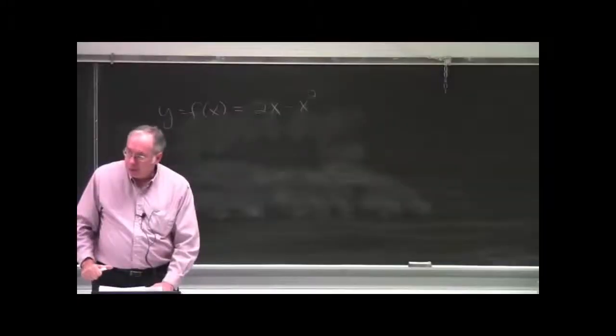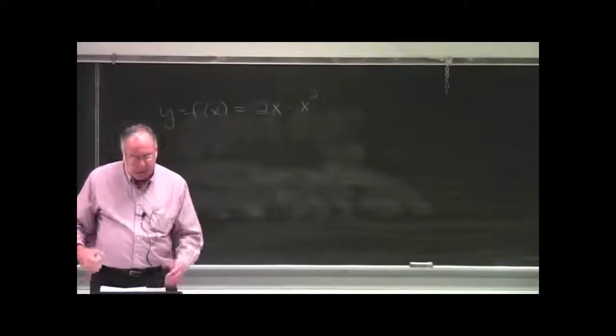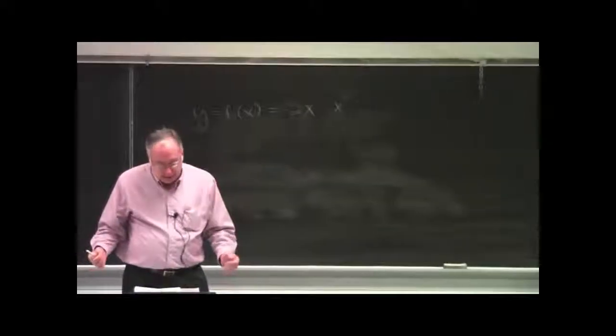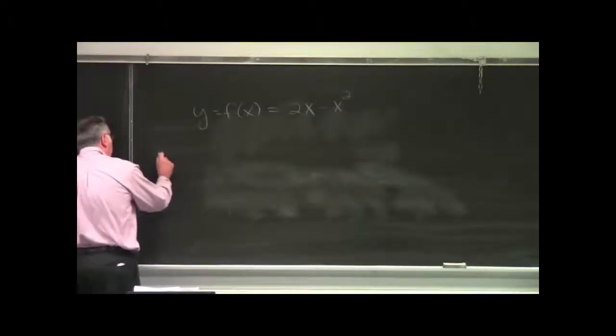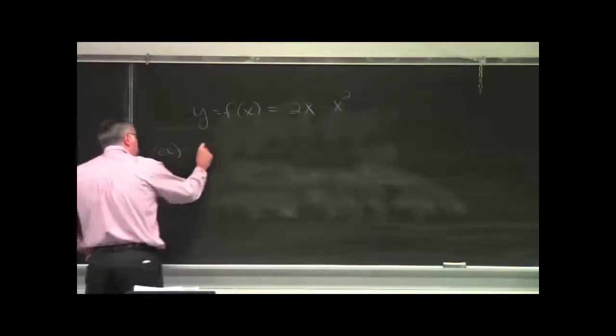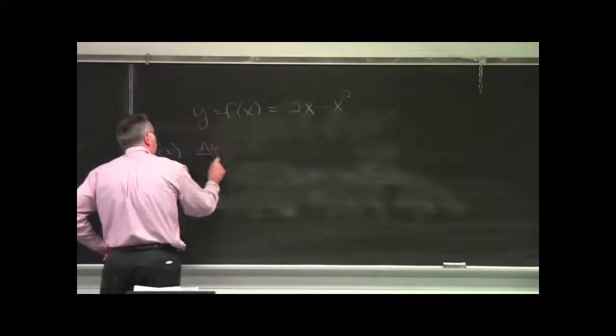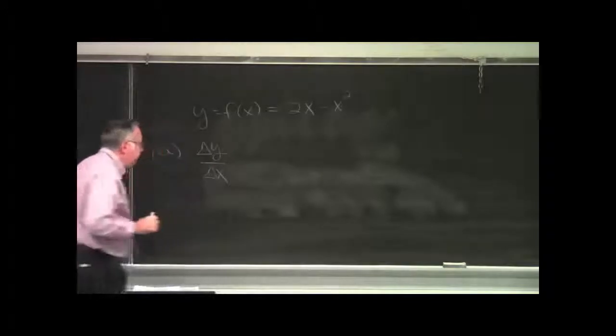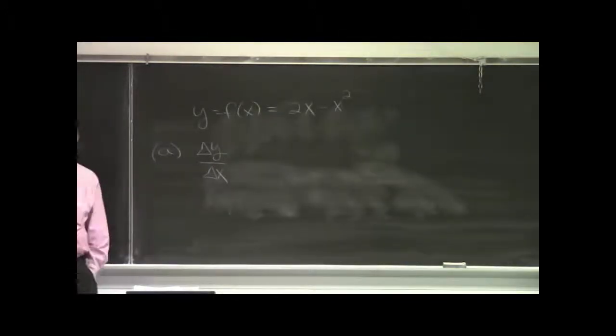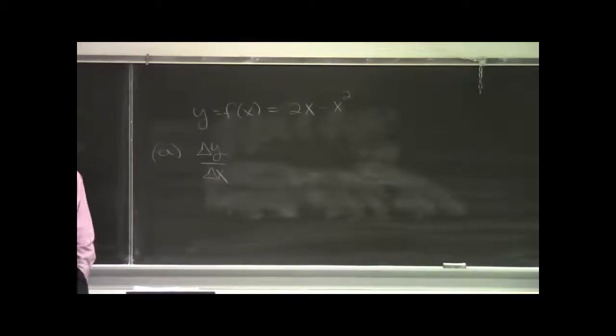Express the difference quotient as a function of x sub 0 and delta x. That's part A. The difference quotient is delta y over delta x, the average rate of change of y with respect to x over a certain interval as x changes from x sub 0 to x sub 0 plus delta x.